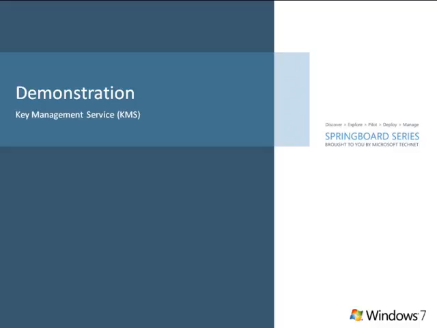This is a demonstration of setting up a Key Management Service, or KMS, to activate volume builds of Windows within an enterprise environment. In this demonstration, we will see how to implement volume activation for Windows 7 and Windows Server 2008 R2. When we refer to Windows Server 2008, it will mean either edition. Note that these procedures apply to KMS on Windows Vista and Windows Server 2008 as well. To begin, let's look at the infrastructure required for volume activation.